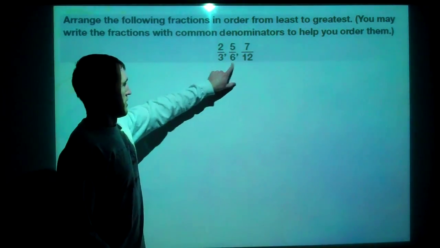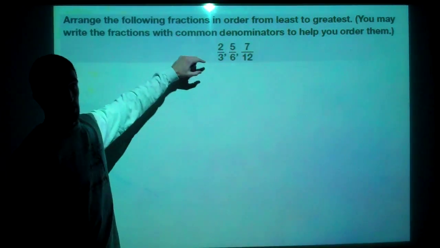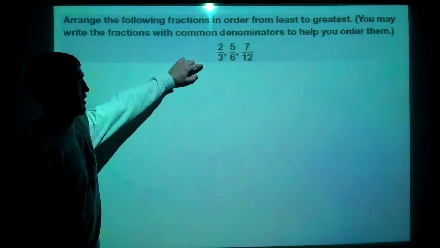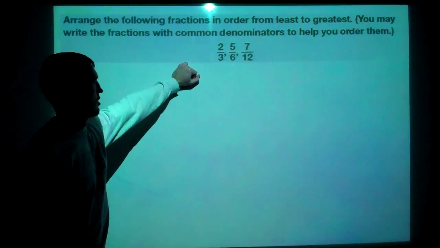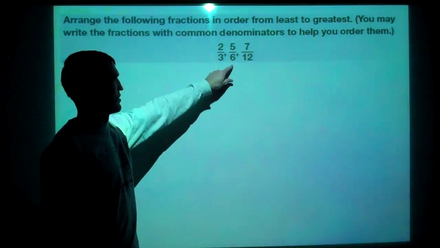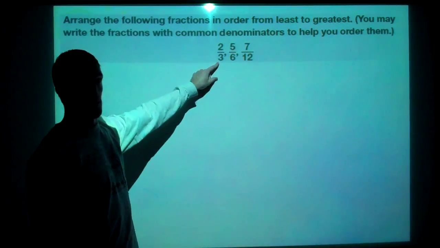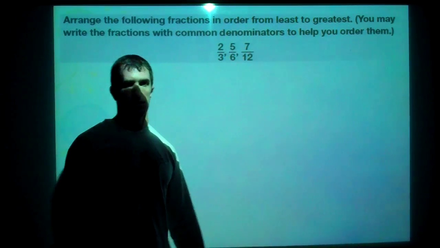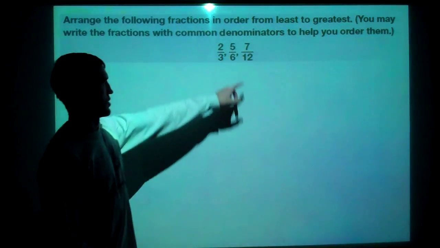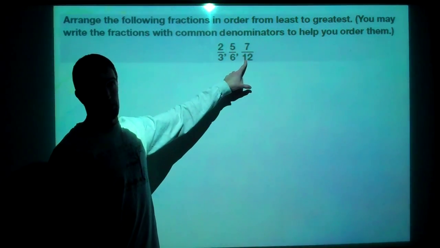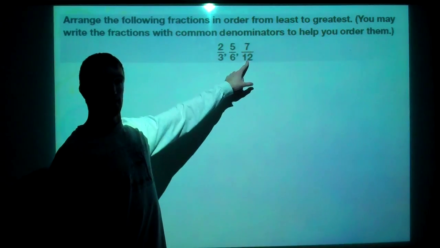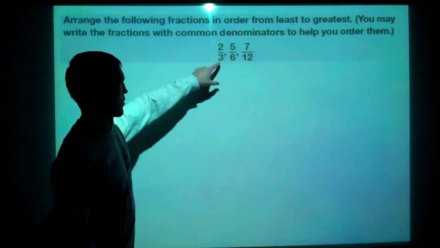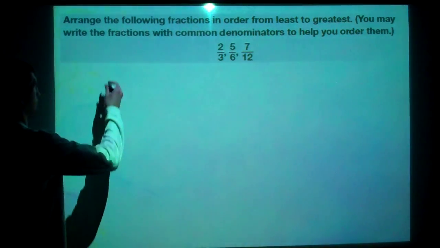So I look at 3, 6, and 12. These all have a multiple of 12. 12 times 1 is 12, 6 times 2 is 12, 3 times 4 is 12. So I'm going to use 12 as my common denominator, and that means we don't have to change 7 over 12 because it already has a denominator of 12. So we're going to change 2 over 3 and 5 over 6.